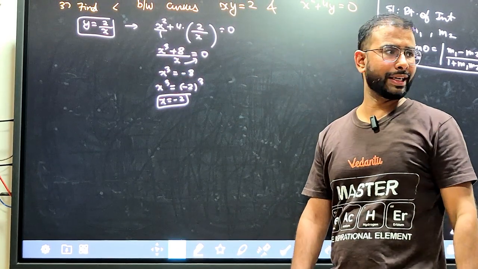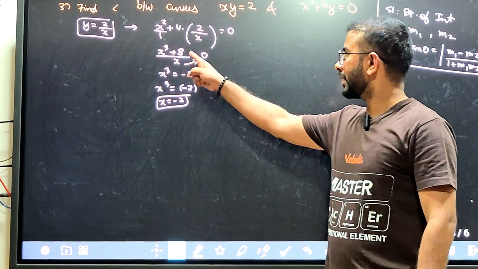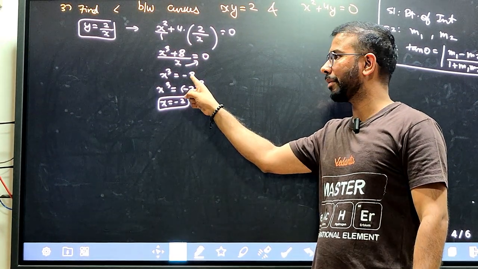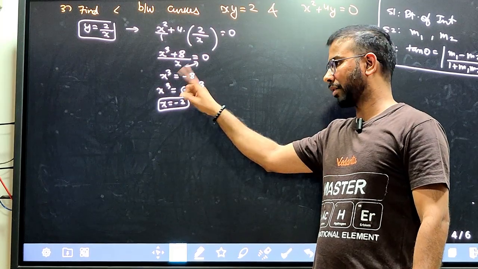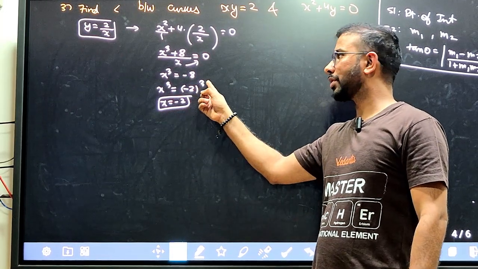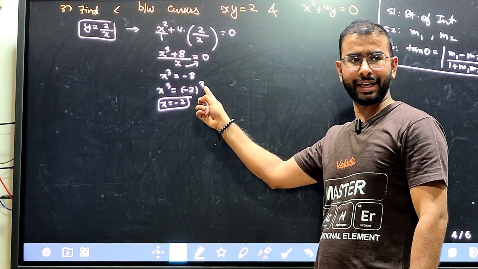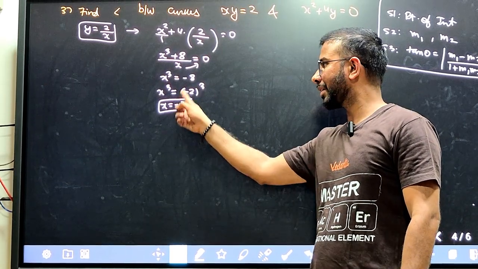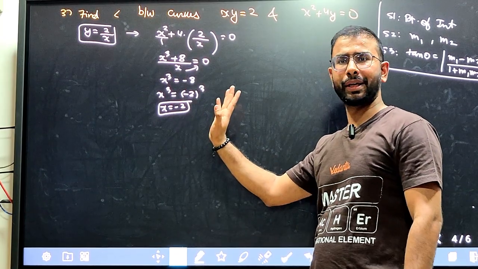Minus 2. Now we'll get the value of Y. This X will multiply here, X cube plus 8. Plus 8 will go there, it will become minus 8. Minus 8 is equal to minus 2 cube. Right? Minus 8 is nothing but minus 2 into minus 2 into minus 2. Minus 8. Cube cancels. X is coming out to be minus 2.